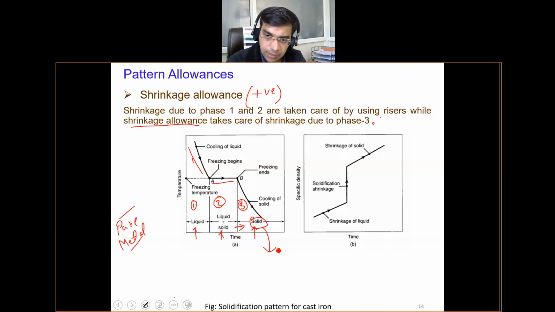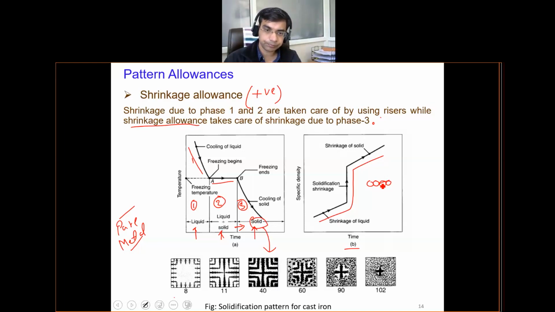And here you can see how, as the solidification proceeds, the specific density increases. This happens because the atoms become very tightly packed as they lose temperature or energy. That means upon solidification they become tightly packed.